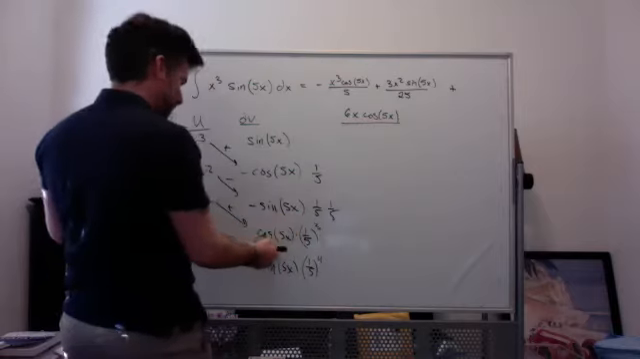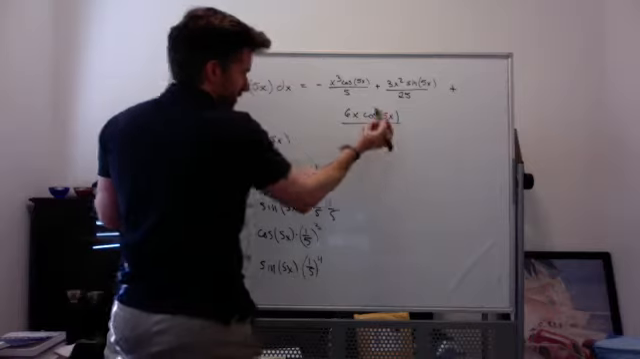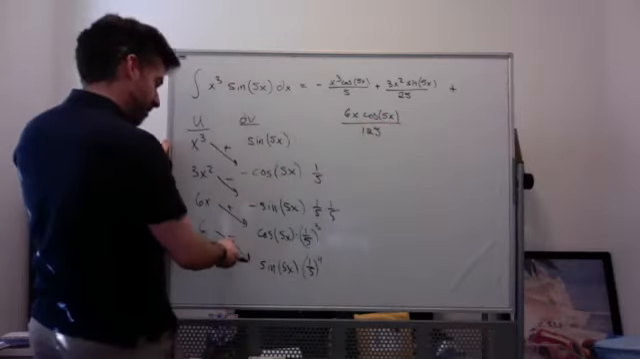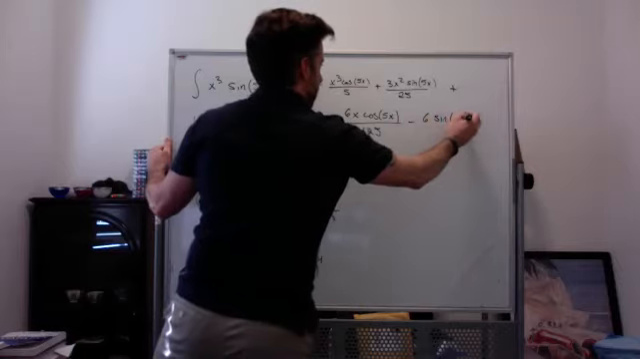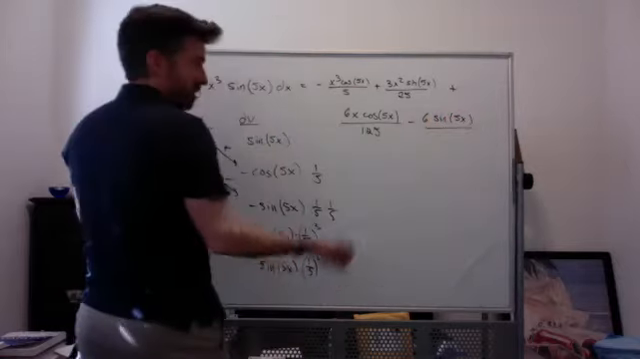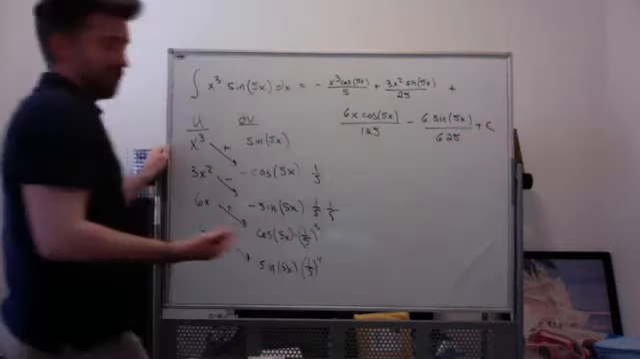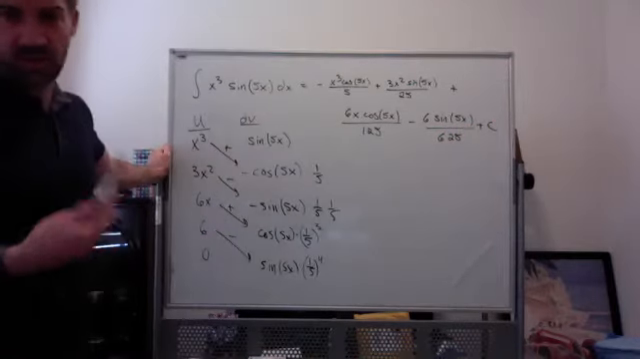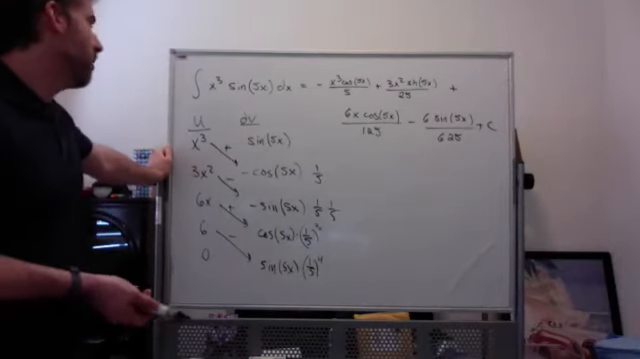This is going to be 6x times cosine 5x over 5 cubed, which you could just leave as 5 cubed, or if you know what it is. Finally, this is going to be a minus 6 times sine of 5x over 5 to the 4th, which is 625. But again, if the powers get too big, just leave it as like 5 to the 4th or whatever.